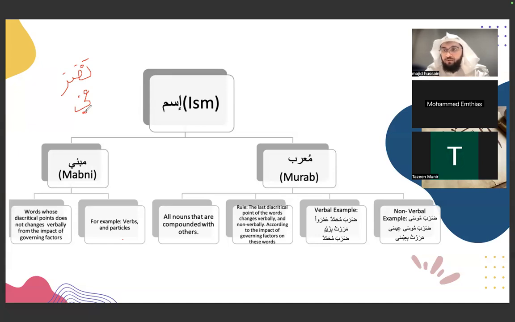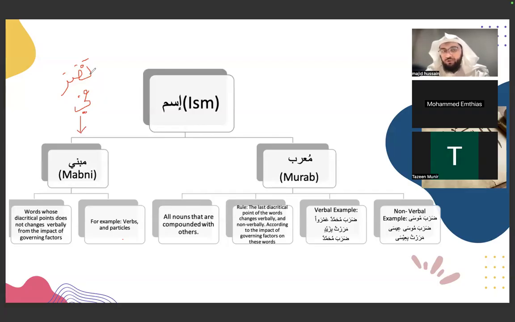So the i'rab, or the diacritical point, of fee is not there. It's not seen. We can't see it. It remains as it is. It does not change. Such kind of words are known as mabni. These are generally verbs and particles.